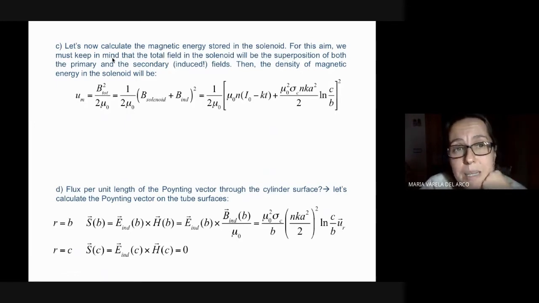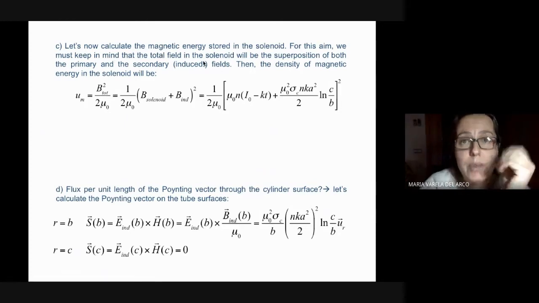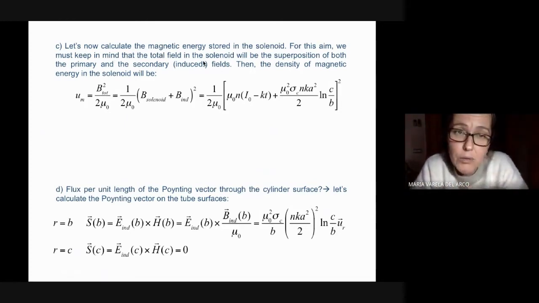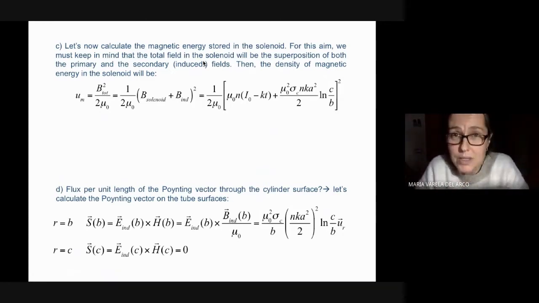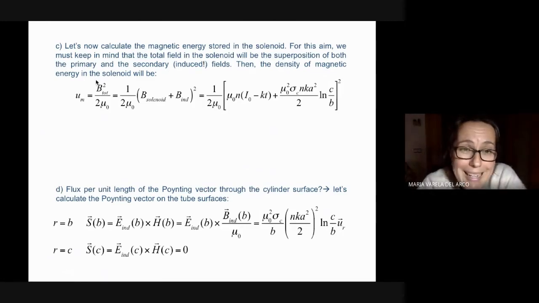For that, we must keep in mind that the total field in the solenoid will be the superposition of both the primary and the secondary fields. The primary is the one due to the external current that is decreasing linearly over time, and the secondary one is the one induced by the currents that we just calculated. So the total magnetic field inside that we need to take into account to get the density of magnetic energy, which will be B squared over 2 mu naught.